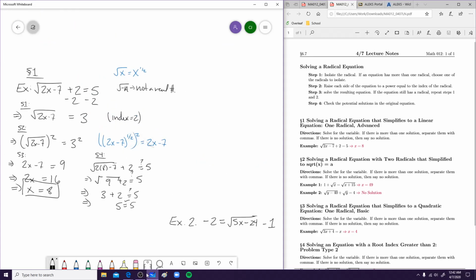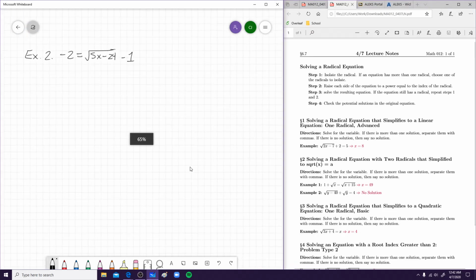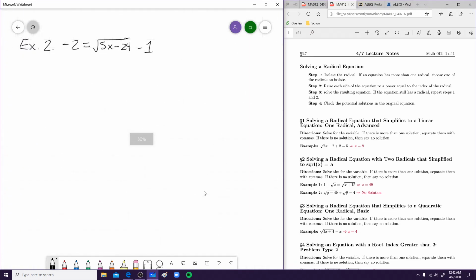Right. So before I end this section, I want to do one more example. So I'll call this example 2. I want to solve for the variable for negative 2 equals the square root of 5x minus 24, minus 1. So before I start, in step 1, why do we isolate the radical?